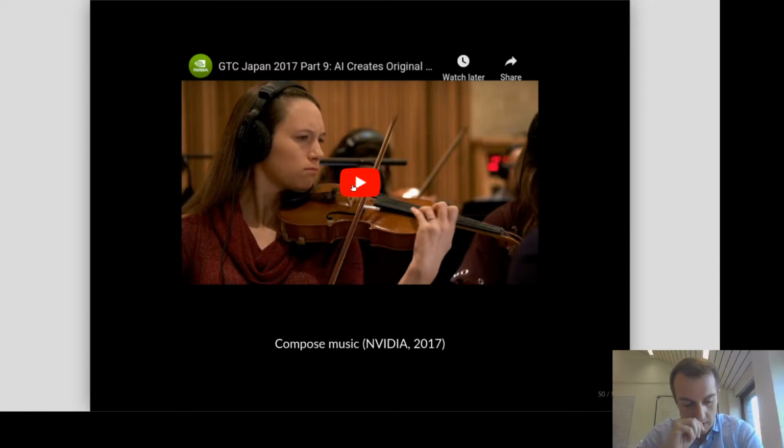So what you will hear is an actual orchestra playing a partition which was written by an artificial intelligence program.